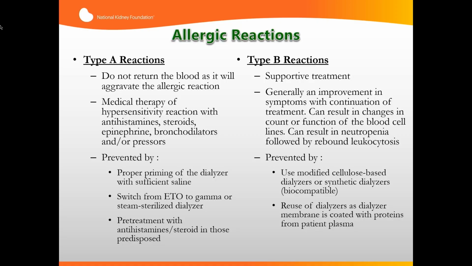So what we did with our patient is, one, we stopped her ACE inhibitor and switched her to an ARB. But then the next treatment, she still had that reaction. So at that point, we switched her from polysulfone to Revaclear. So that's what happened in our patient. Again, they say reuse of dialyzers prevents type B, but I don't know many dialysis facilities that use reuse much anymore. But again, remember, type B reactions, polysulfone, ACE inhibitors.